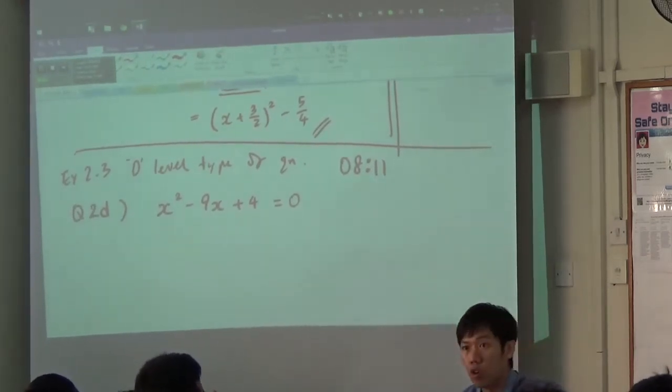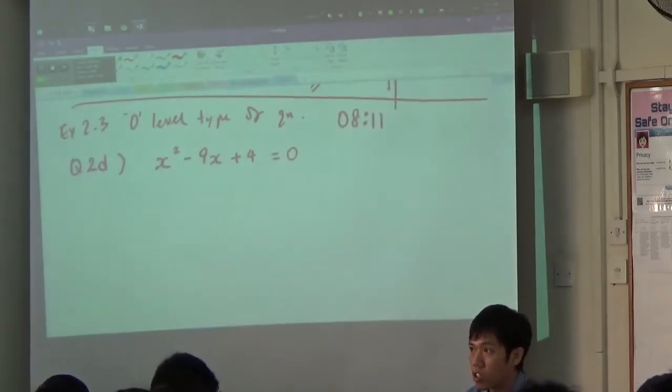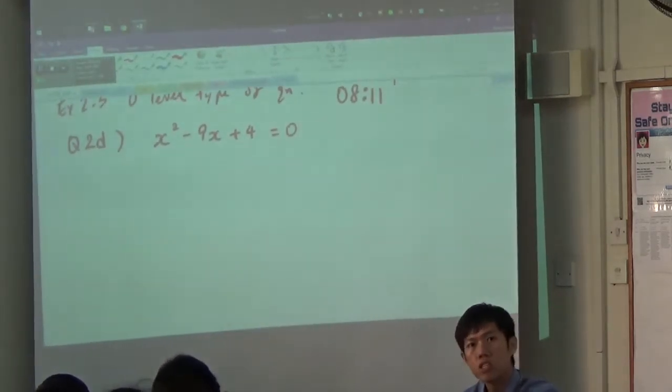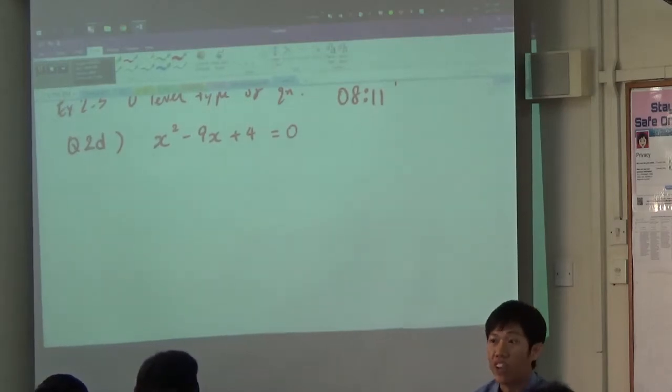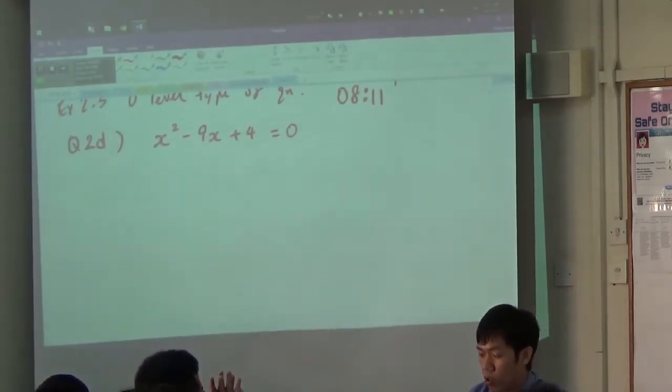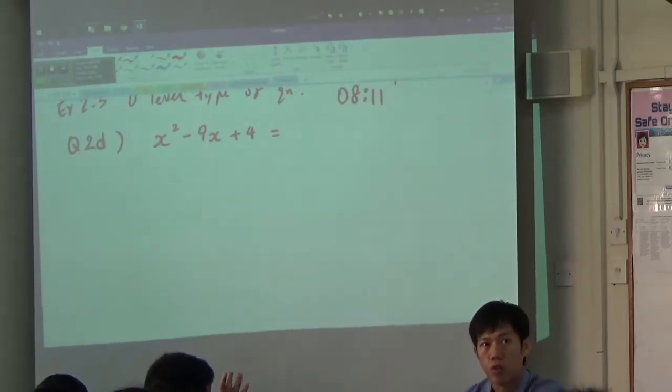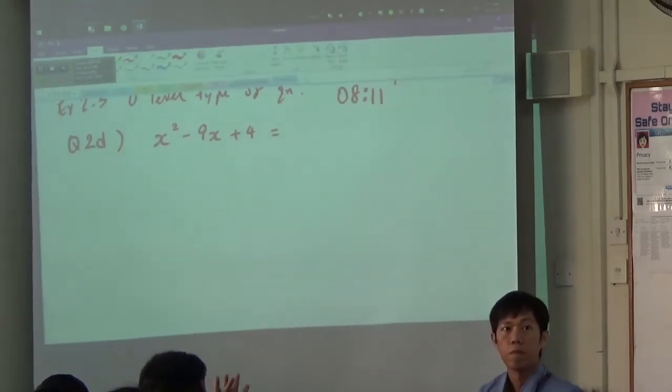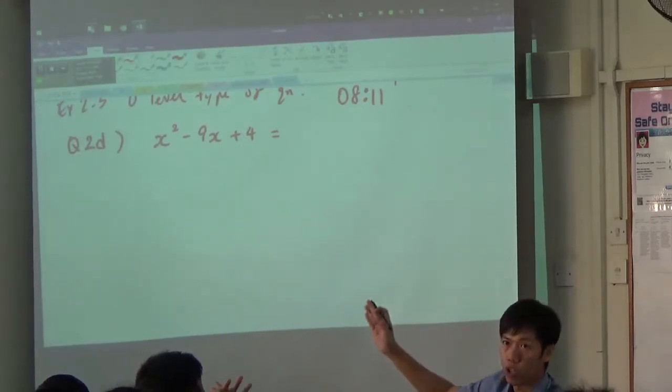They didn't say it's equal to zero. Did they say it is equal to zero? No, they didn't. Did any of you put it equal to zero? Yes, some of you put it equal to zero. You cannot let it be equal to zero for no reason at all. They are not telling you that this is an equation.